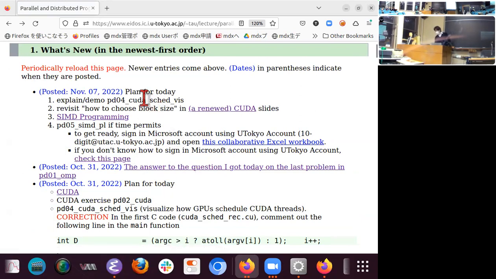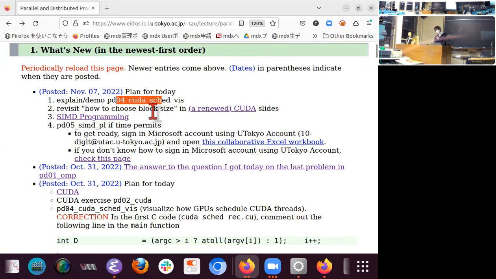So here's today's plan. I will explain and demonstrate the notebook PD04, which was about CUDA scheduling. After this, I'm going to revisit the last part of last week's lecture, about how to choose the appropriate block size for performance. The reason I do this again is, first, I think it's easier to understand after seeing this demo.